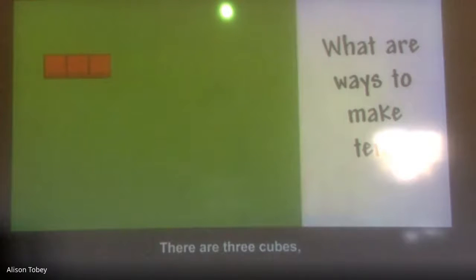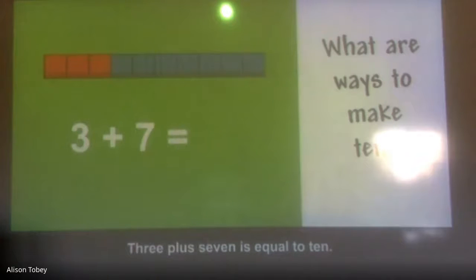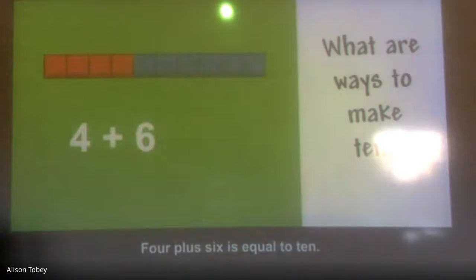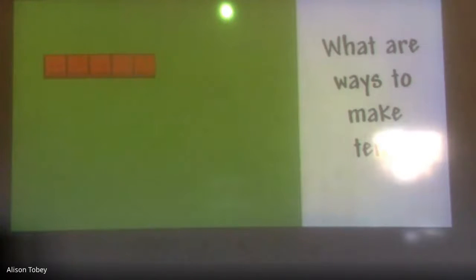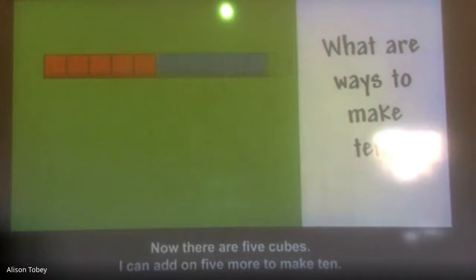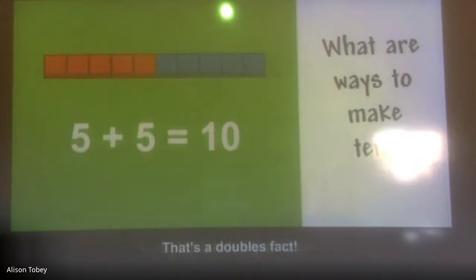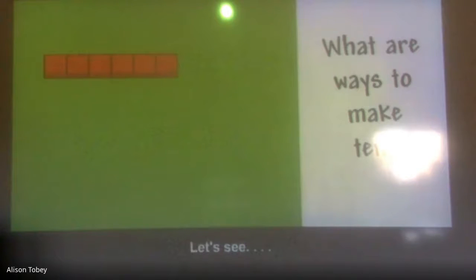There are 3 cubes, and I can add on 7 more to make 10. 3 plus 7 is equal to 10. I have 4 cubes, and I can add on 6 more to make 10. 4 plus 6 is equal to 10. Now there are 5 cubes. I can add on 5 more to make 10. 5 plus 5 is equal to 10. That's a doubles fact.